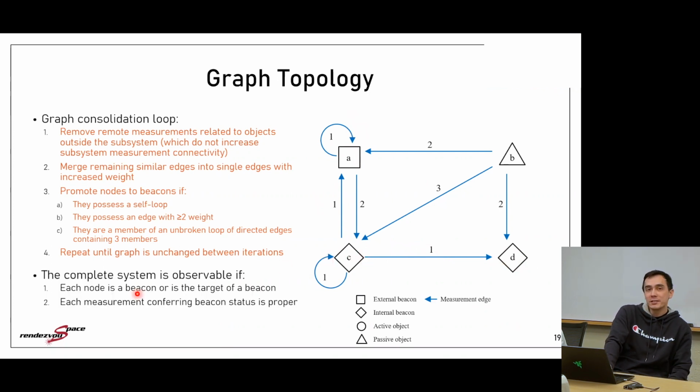And we can say the complete system is observable if each node is itself a beacon, so it has its own absolute orbit knowledge, or is the target of a beacon, because beacons can estimate the relative states of their targets with only varying angles. So we have this condition where each node has to be a beacon or the target of a beacon, and also each measurement conferring beacon status has to be proper. And what that means is that the observer and target have to have different orbital planes and different orbit radii. If they do not, then the system isn't observable. But I will, I guess, remind everyone that this analysis assumes Keplerian dynamics. So in reality, we have perturbations which make things a bit more easy to observe.